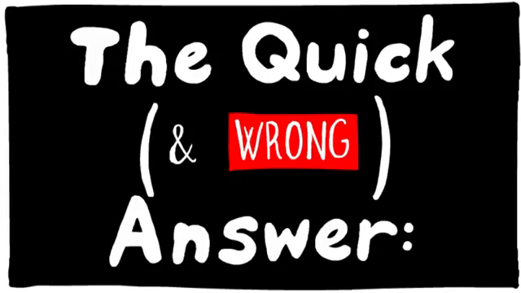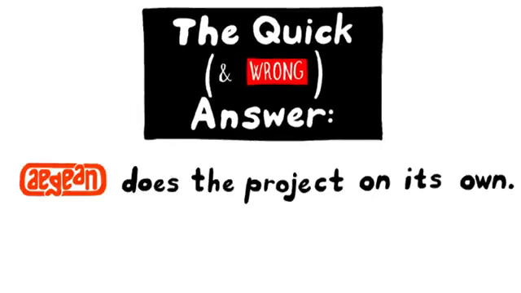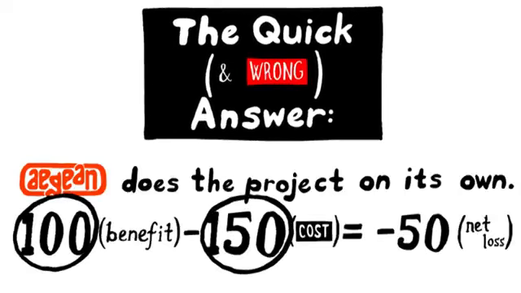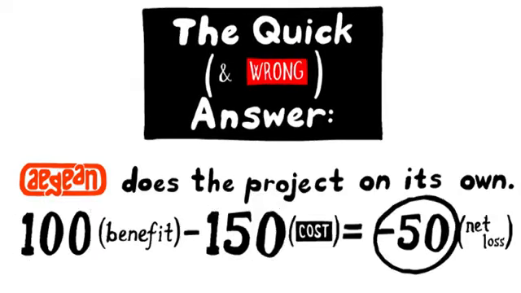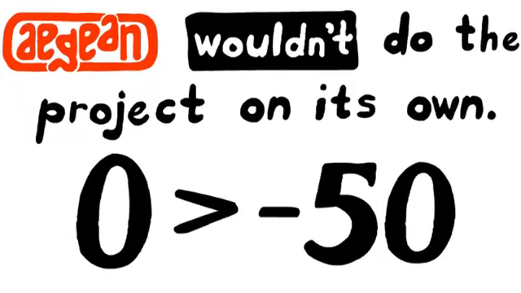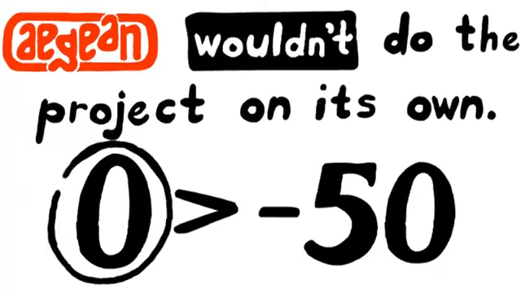The quick and wrong answer is that Aegean does the project on its own, spends 150 for something worth 100, leaving it 50 in the hole. Aegean just wouldn't do the project in that case. Doing nothing is the better course, so Aegean should get 0.